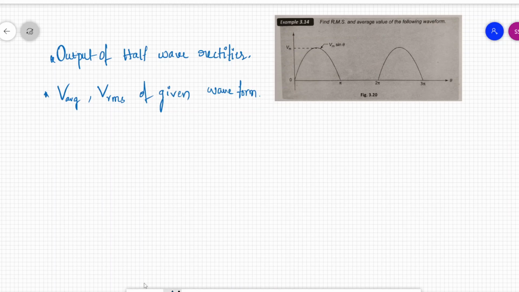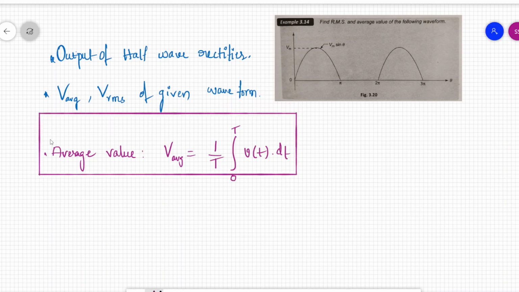So let us try to find the average voltage first. I am finding the average value now. So what is the average value? How can you find it? V average equals 1 by T integral 0 to T V of t dt. This is the expression to find the average value of a given waveform, right? So we need to find what V of t is and what the time period T is. We need to consider one full cycle.